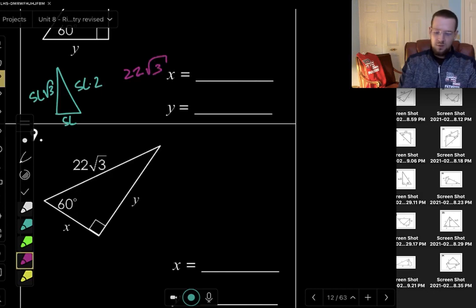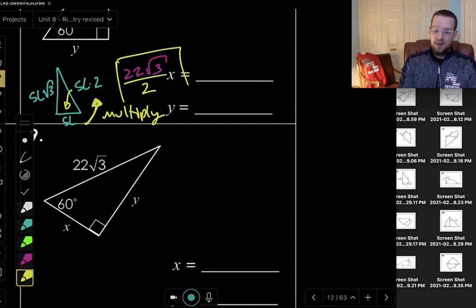Well, what do we need to do to get to the hypotenuse from the short leg? Let me do this in yellow. To get to the hypotenuse from the short leg, we're multiplying, and then to get from the hypotenuse to the short leg, we must divide. So we multiply by 2. The opposite of multiplying by 2 would be dividing by 2.